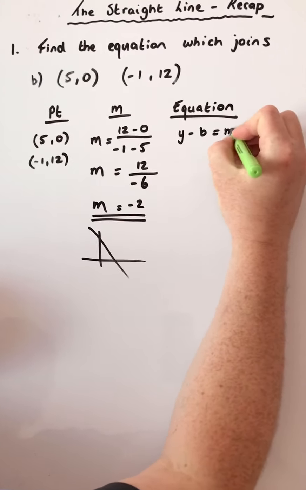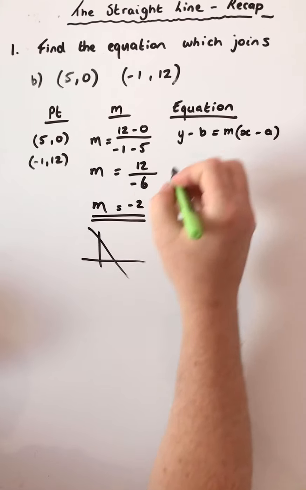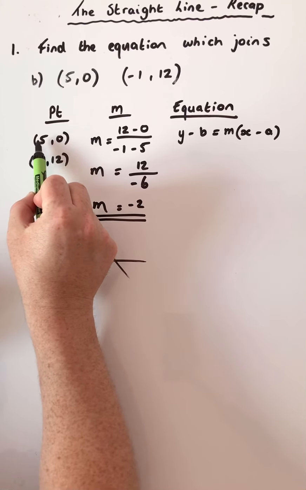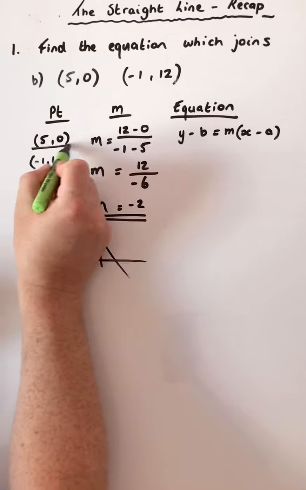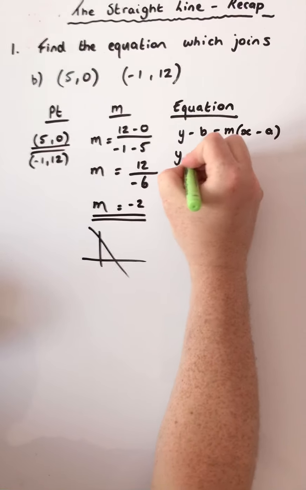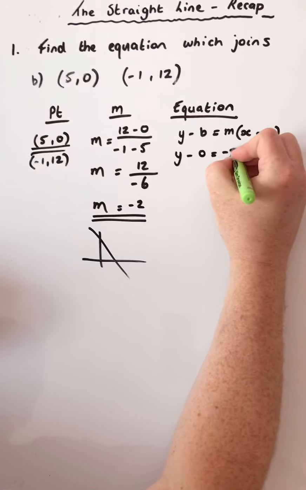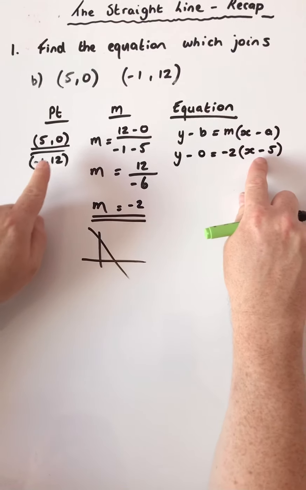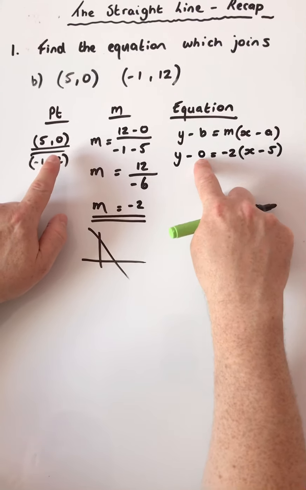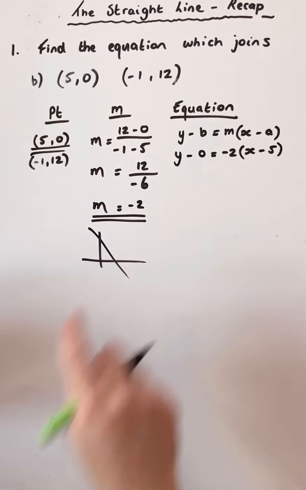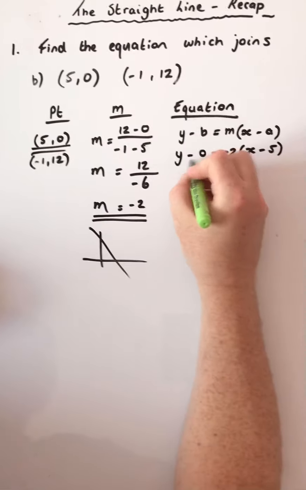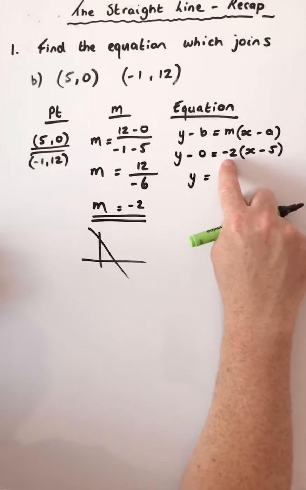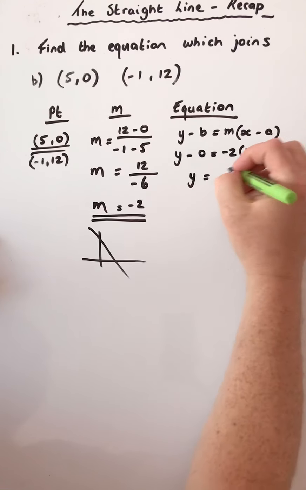y minus b equals m times x minus a. Again, you've got a choice. What's your a and b going to be? 5 and 0 or negative 1 and 12? We'll go for this one. So y minus 0 equals negative 2 multiplying x minus 5. Take a wee check if that's correct. b is 0, a is 5, the signs are as they are. So y minus 0, just y. We could leave it like that.